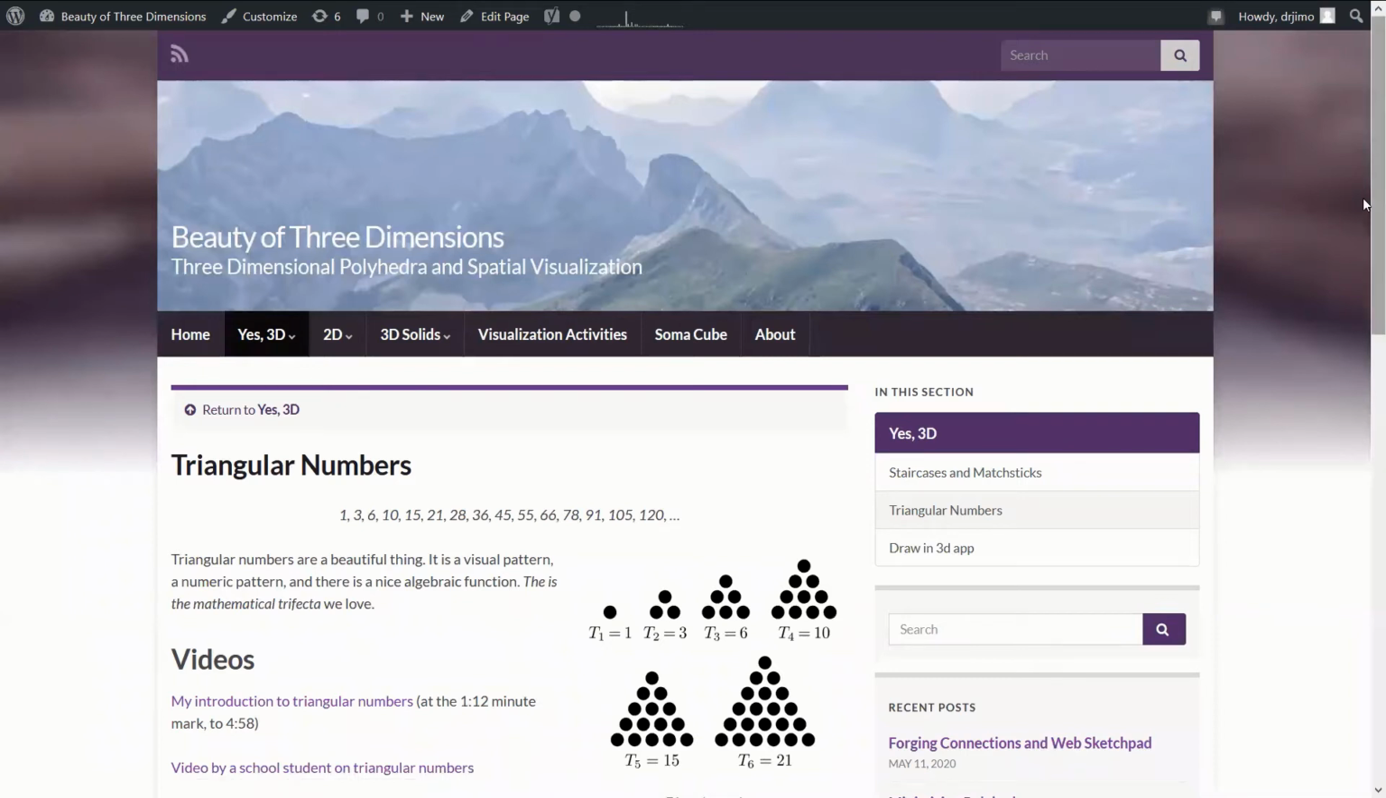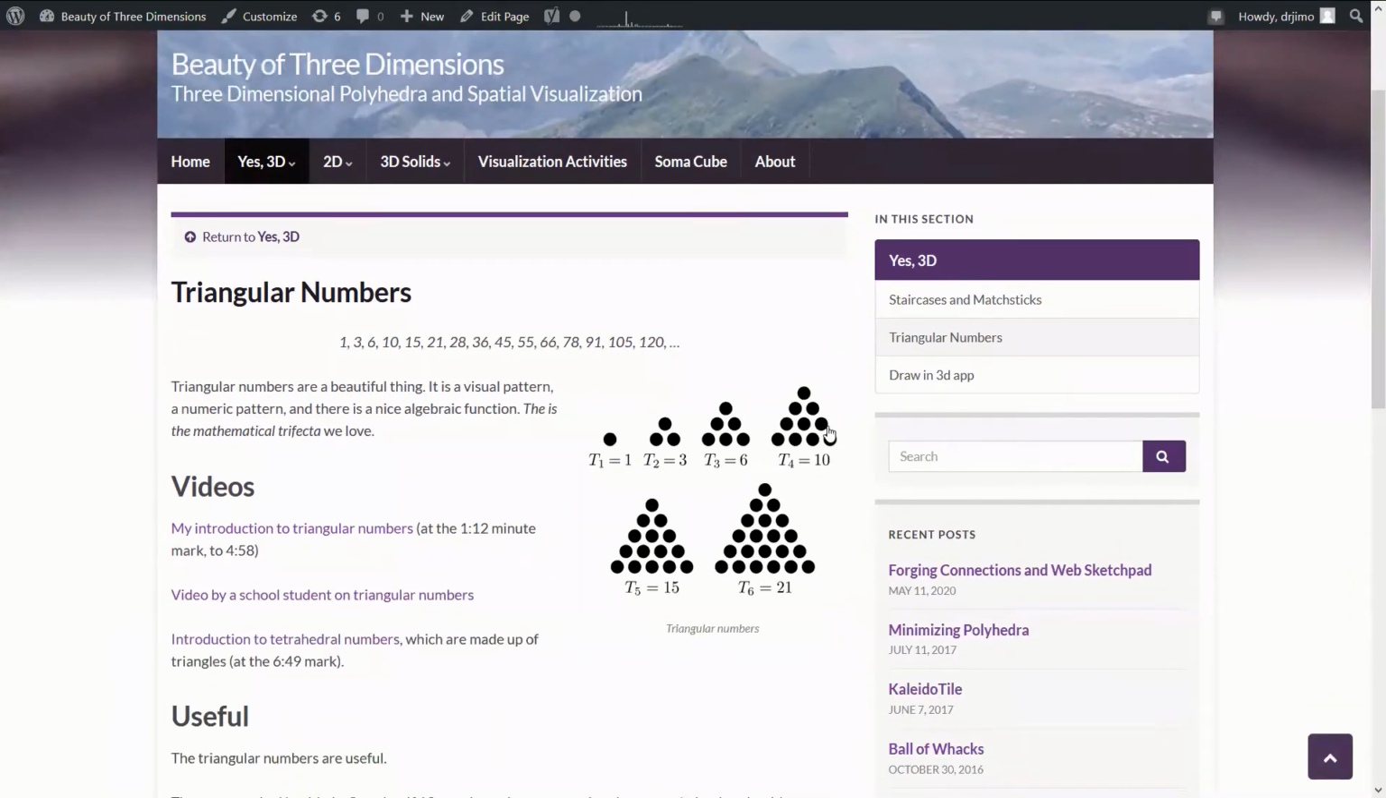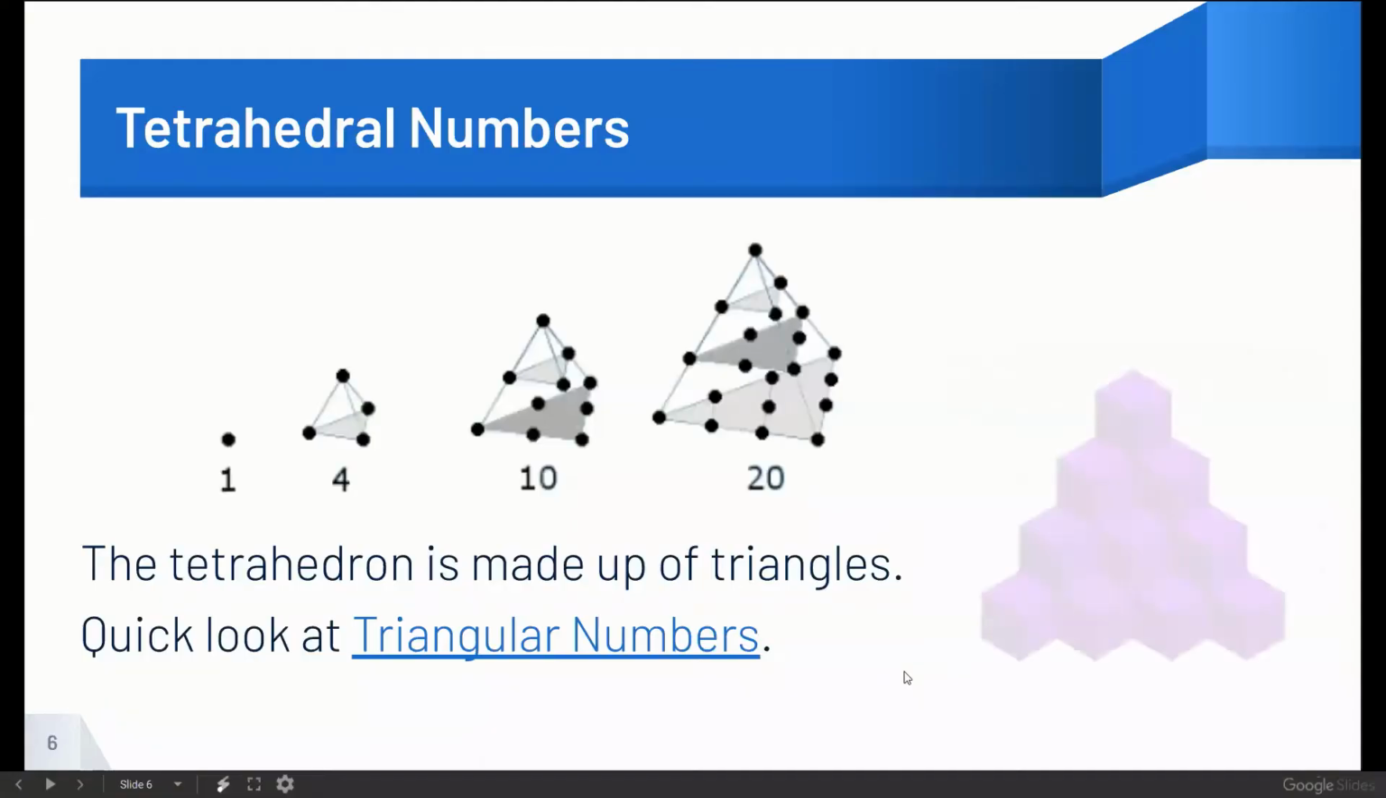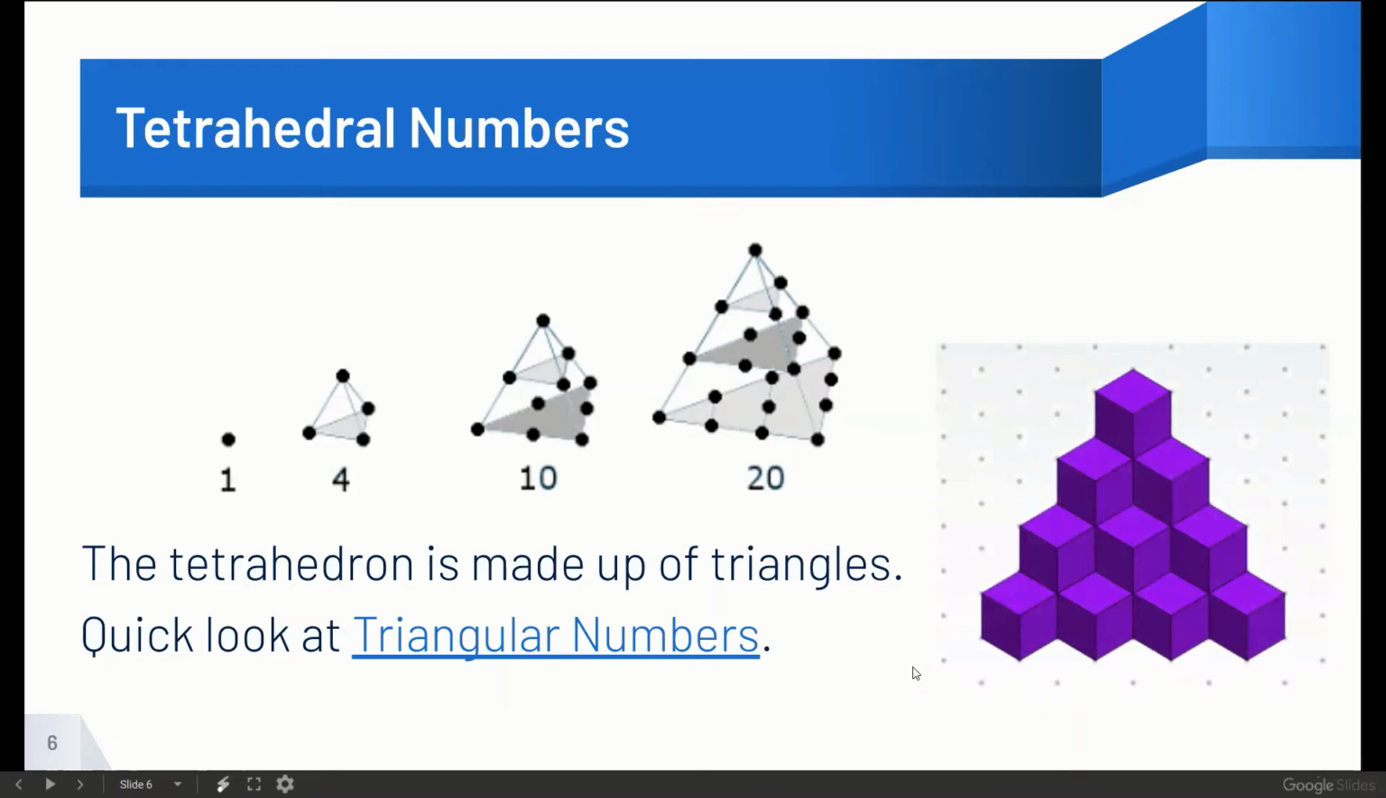I have this web page here, and we have the first 6 triangular numbers here. T1 is 1, T2 is 1 plus 2, T3 is 1 plus 2 plus 3, which is 6. They are using a different notation here than I'm using for the tetrahedral numbers. So we add up triangles to make the tetrahedrons. Sometimes a tetrahedron can be thought of as made up of multi-link cubes like this, and that's a good way to experiment with triangular numbers.